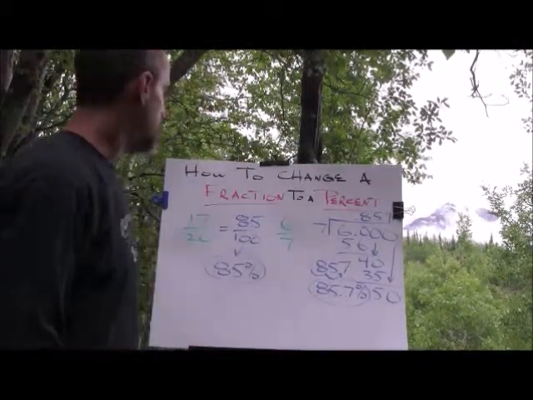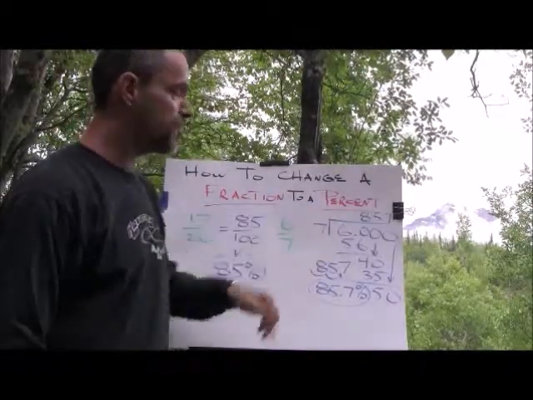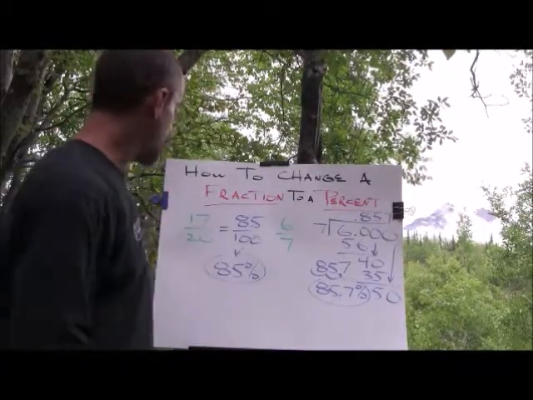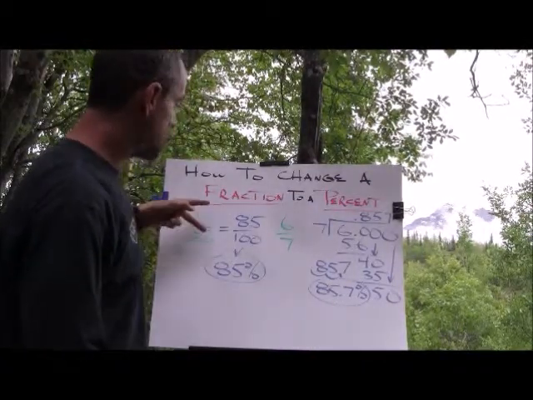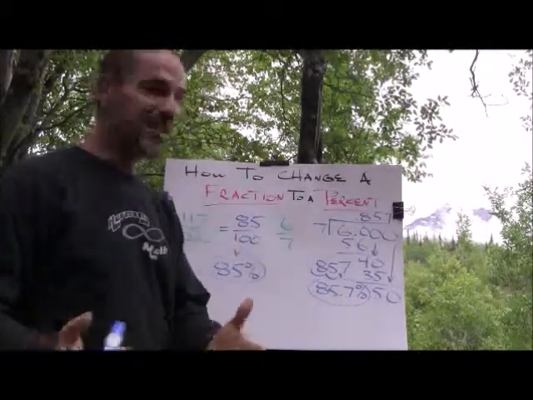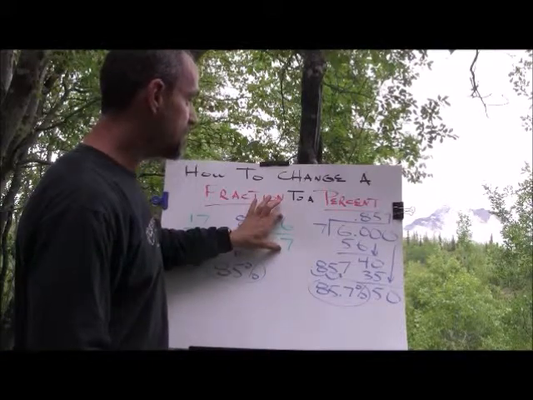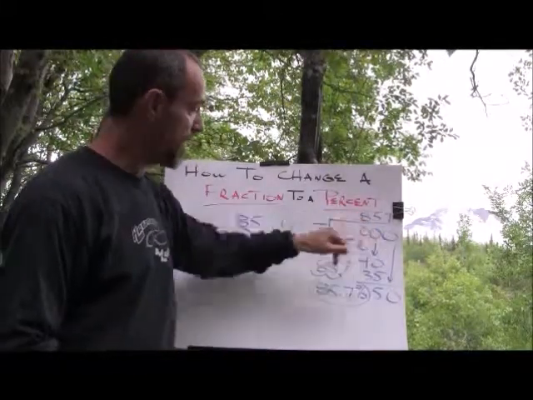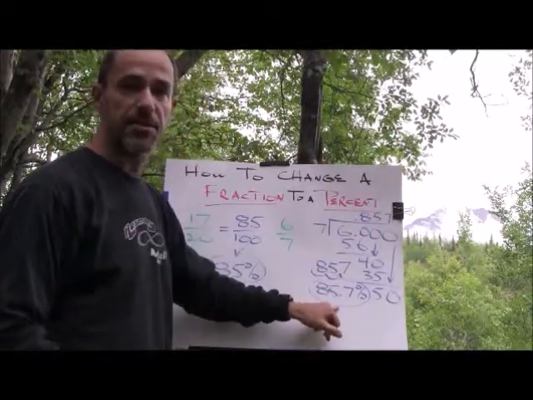So in conclusion, anytime you want to change a fraction to a percent, the first thing you want to try is, can you easily change that fraction into a fraction out of 100? If you can, do that. If you can't, divide that fraction, turn it into a decimal, and then take that decimal and change it into a percent.